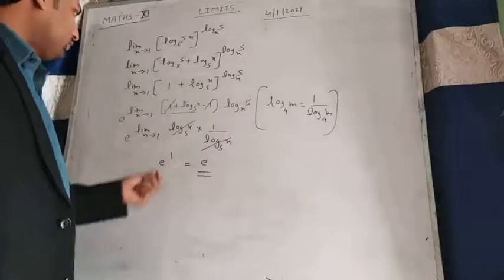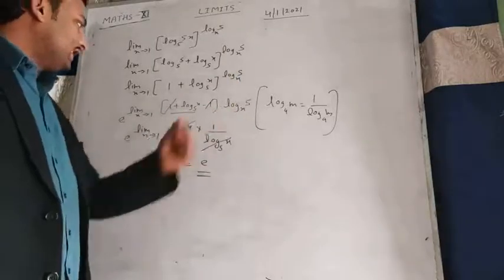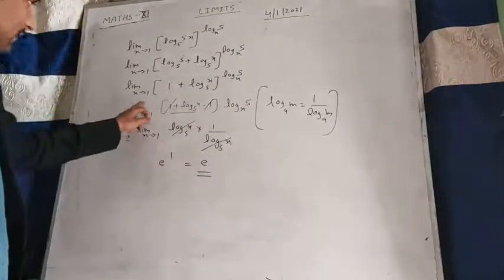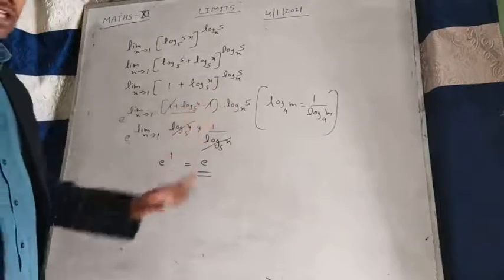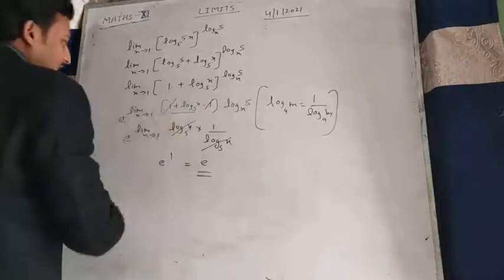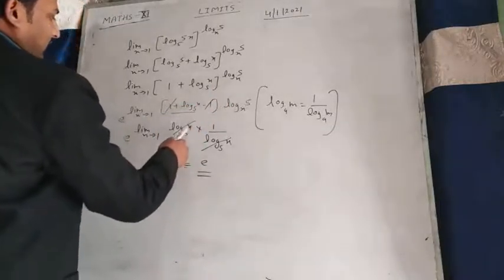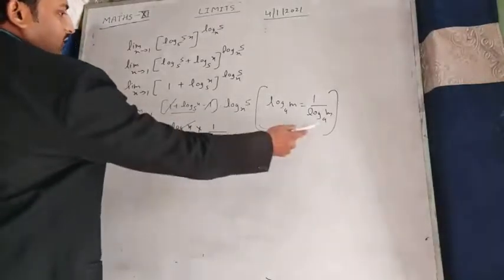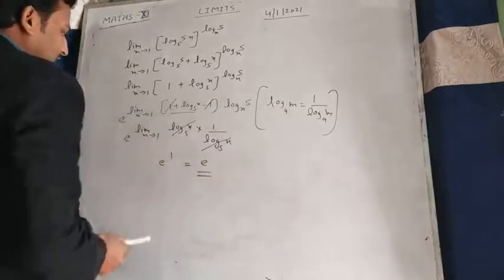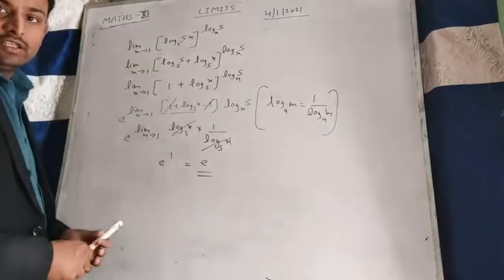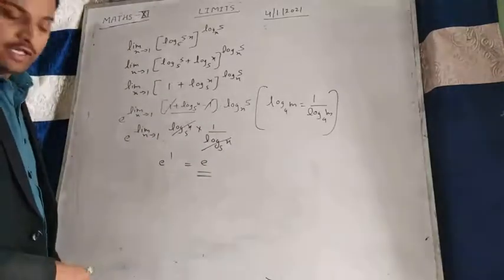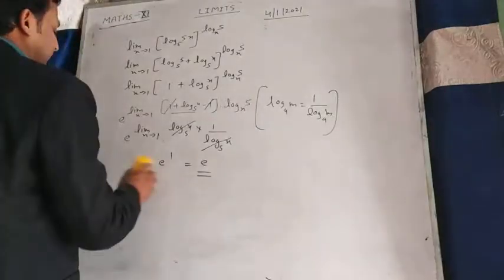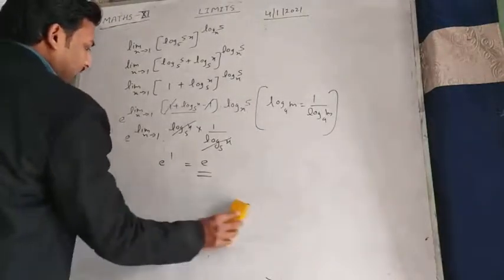So we write fx minus 1 into gx, and e to the power limit x tends to 1 of fx minus 1 into gx. Now this is cancelled, and this is log x base 5 and this is 1 by log x base 5. By using this formula, this will be cancelled. We get e to the power 1, which is e. That will be our required answer. I hope you understand, students. Now we take another question and solve it.